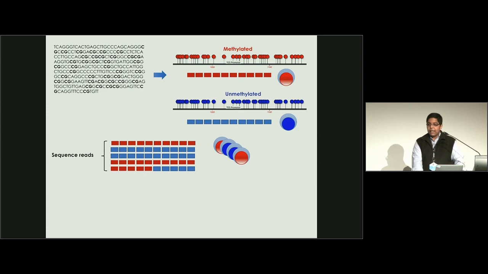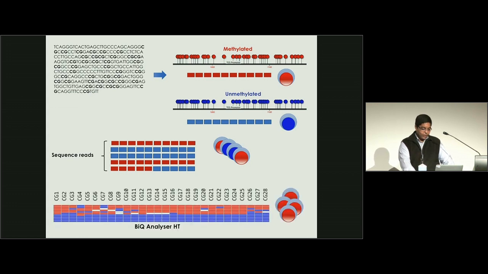To analyze our MiSeq data, we use the Galaxy platform to process the raw files, and then we use the BiQ Analyzer HT to align and analyze the methylation values. Here's a typical output from the BiQ Analyzer HT. And you can see that the sequence reads are arranged in rows and the CpG sites are arranged in columns. And by looking at the methylation pattern for these sequence reads, you could see that they are different, suggesting that these methylated reads are coming from different types of cells rather than PCR amplification bias.